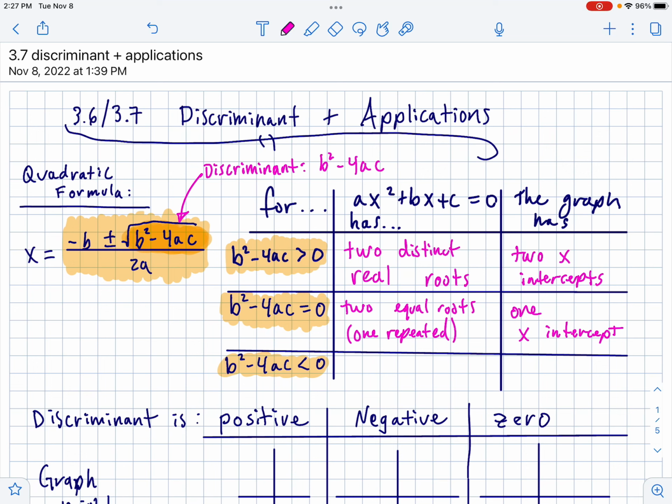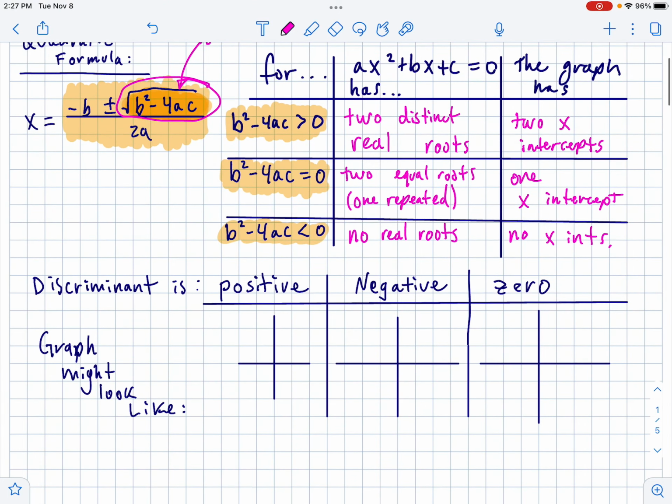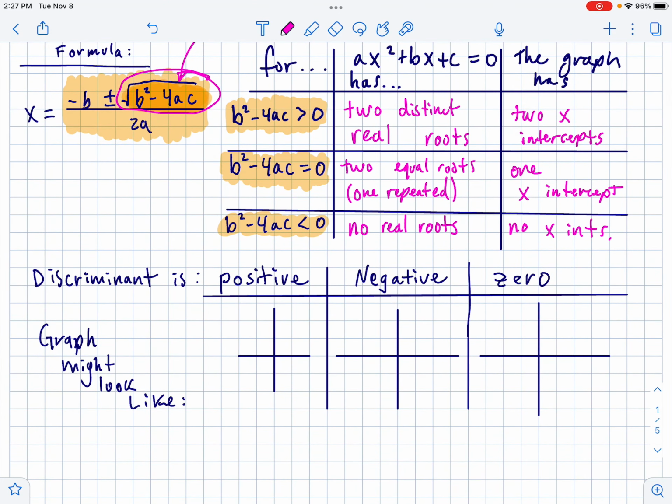If your b squared minus 4ac is less than 0, then this means you have no real roots. Now, less than 0 is a negative number, so if you picture a negative number inside the square root, that would mean imaginary numbers. But this level of IB doesn't care about imaginary numbers, so we're not going to say it's two imaginary roots. We're just going to say they're not real. There are no real roots, and no real roots would mean no x-intercepts, which means it does not touch the x-axis.